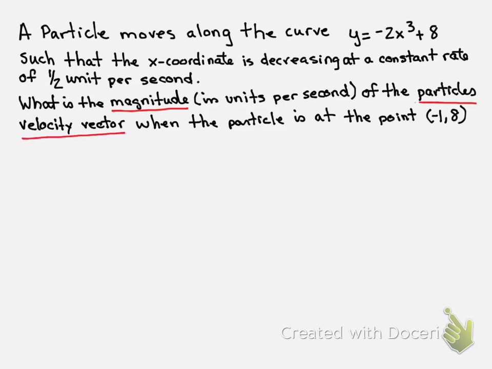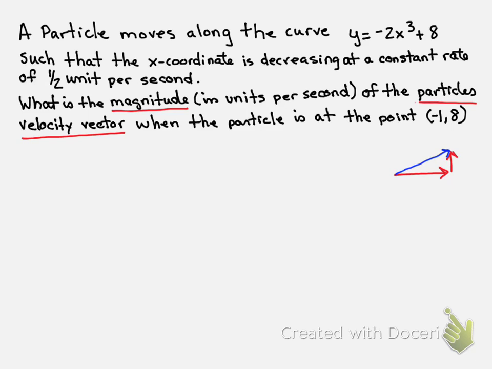You might remember this as just speed, but if we think about the velocity vector, we're going to have an x component and a y component. And the magnitude is that distance of that hypotenuse. So we really want speed, or we could just find the x and y components and use the Pythagorean theorem on them.